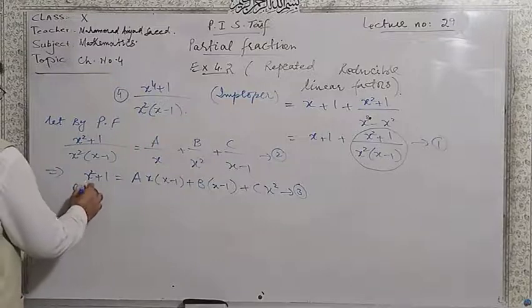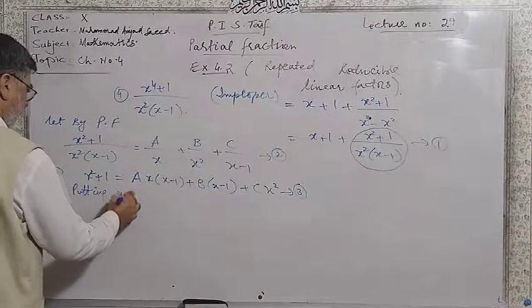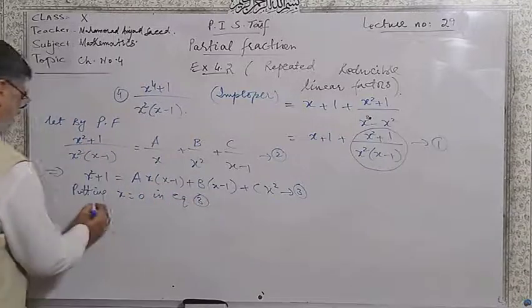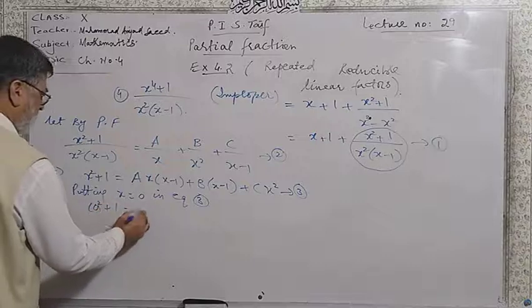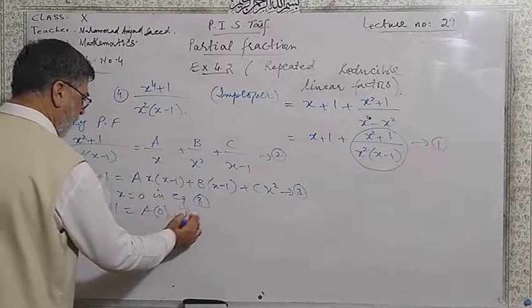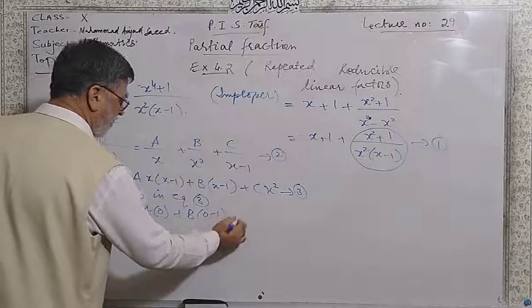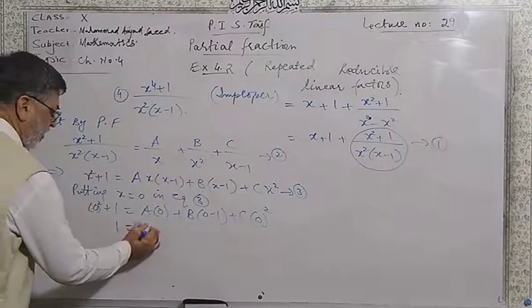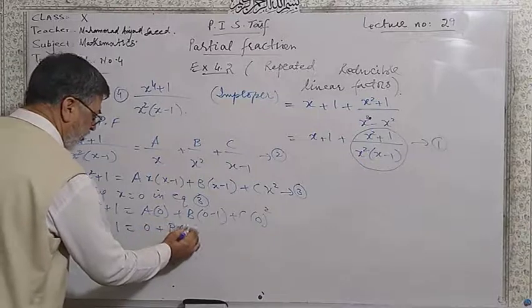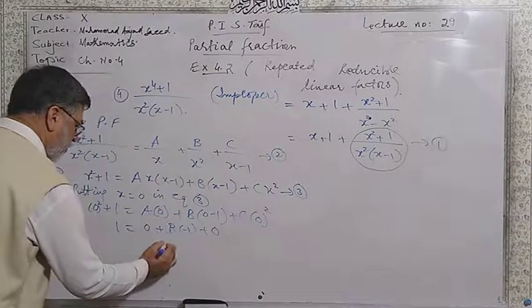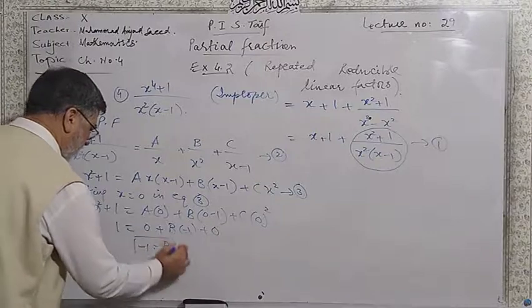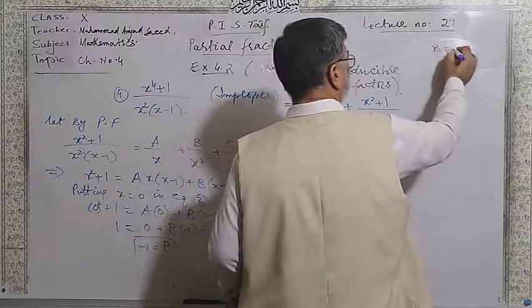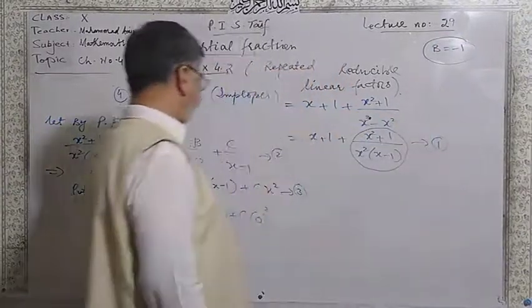Putting x is equal to 0 in equation number 3. So 0 square plus 1 is equal to a into 0 plus b into 0 minus 1 plus c into 0 square. You got that 1 is equal to 0 plus b into minus 1 plus 0. So b is equal to minus 1. We have b is equal to minus 1.